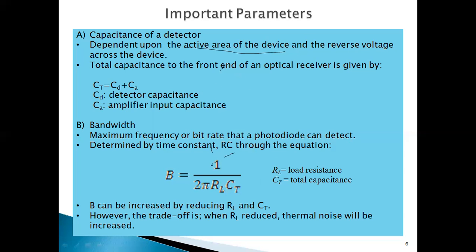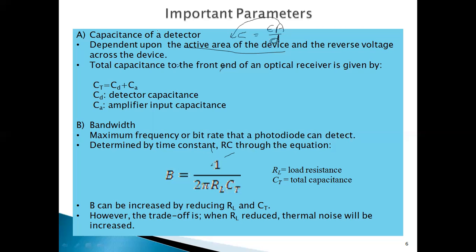That should be based on the equations that we have learned in EMT before. Remember that we have a capacitance C equals epsilon A over d. Epsilon is your permittivity, A is the area, so basically this A is the active area of the device, and d is the distance between the plates. And the reverse voltage across the device. So these are the factors that affect the capacitance.